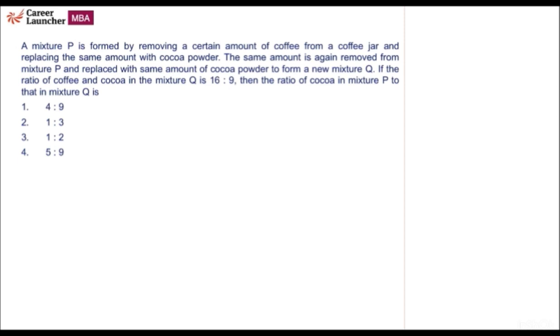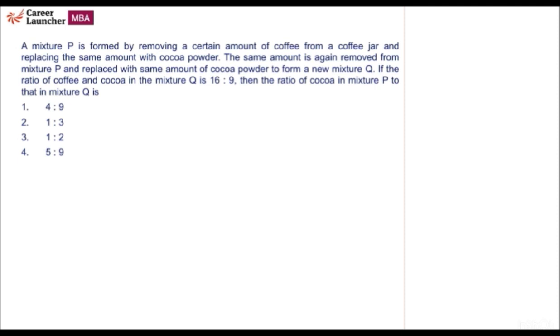Initially, mixture P was formed by removing a certain amount of coffee from a coffee jar. Initially, we had only coffee. Then, to form mixture P, we took some coffee and the same amount of cocoa powder. Then we further did the removal and replacement.